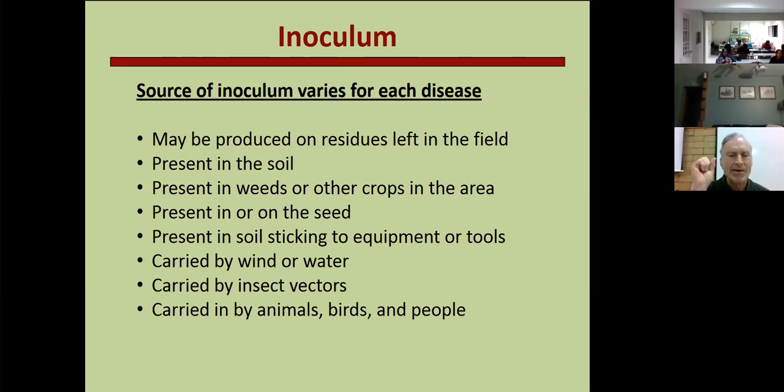So these are ways that the diseases can get moved around. They can be in the soil, which sticks to equipment or tools, carried by wind or water, insect vectors, carried by animals, birds, and people. For example, in some of our greenhouses, we have nematodes in the soil. And so when we're using a tool in that greenhouse in the soil, we'll wash the tool before we take it to use it somewhere else. So we don't move the nematodes with us.